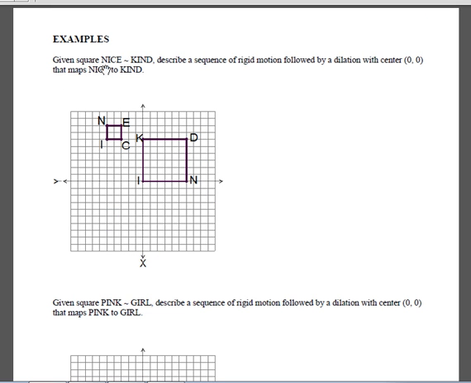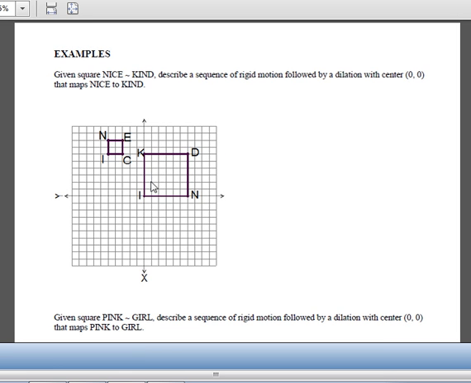Given a square NICE is similar to KIND, so we know this one and this one are similar: same shape, different size. Describe a sequence of rigid motions followed by a dilation with center (0, 0). So we're going to need the scale factor of the dilation. We're starting with NICE and going to KIND.